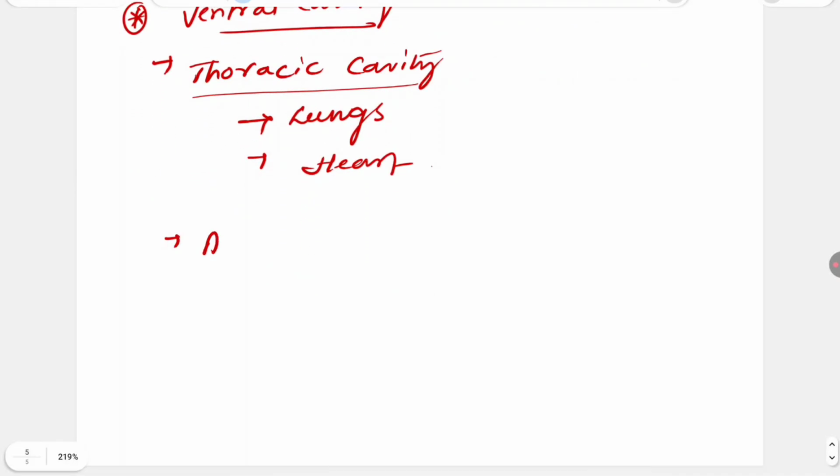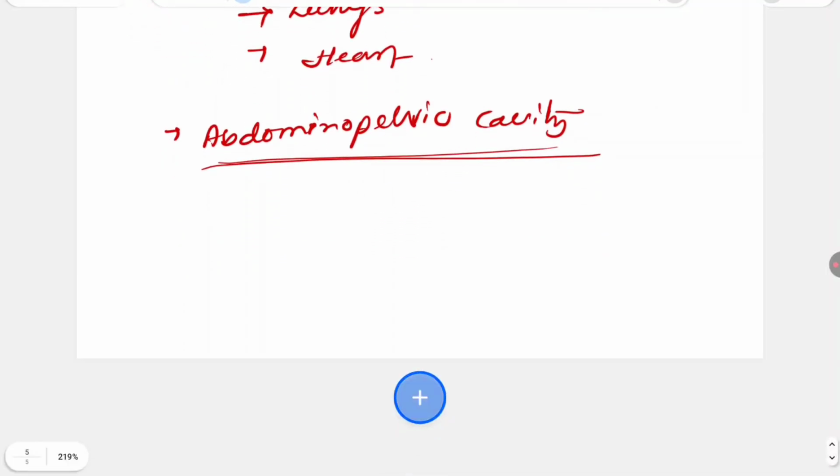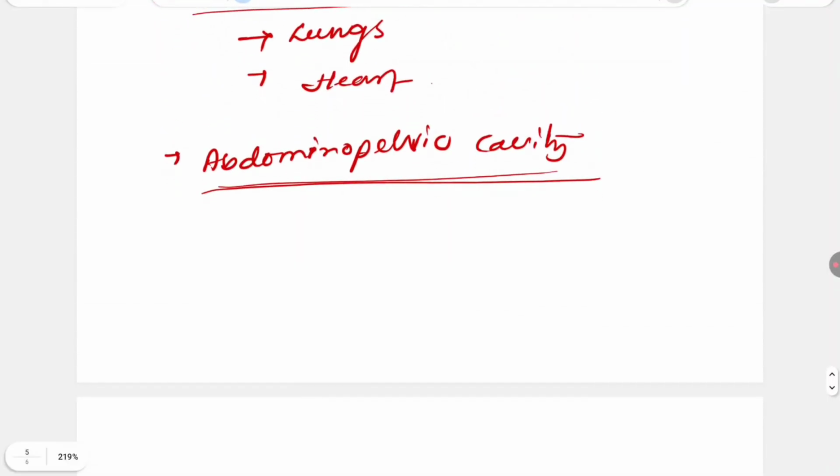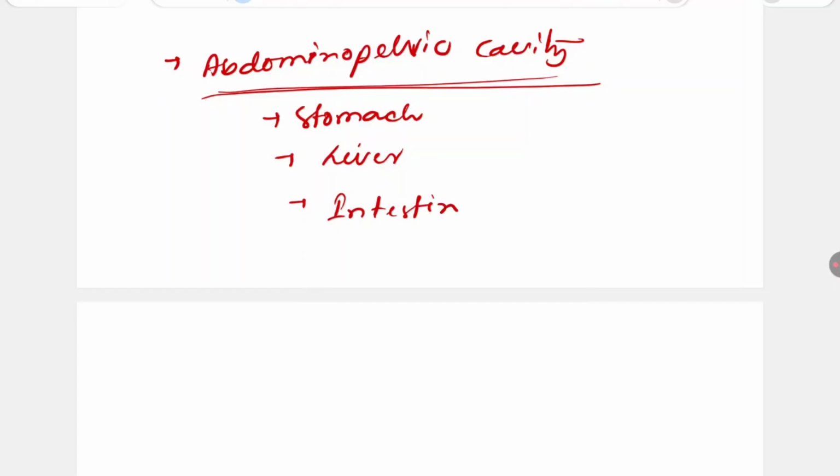Next is the abdominopelvic cavity. In that what will be there? In the abdominopelvic cavity, stomach is there, liver is there, intestine is there, and bladder is there.